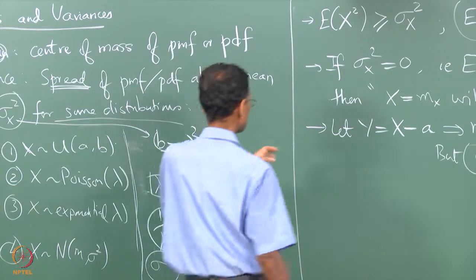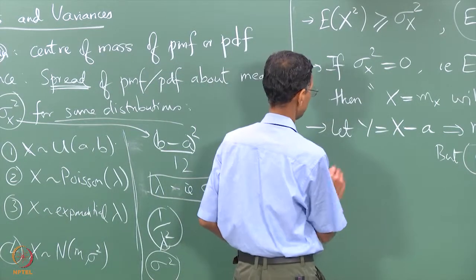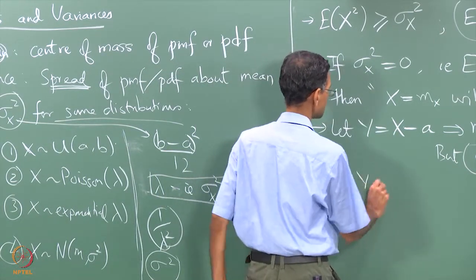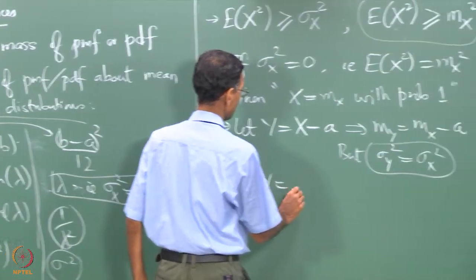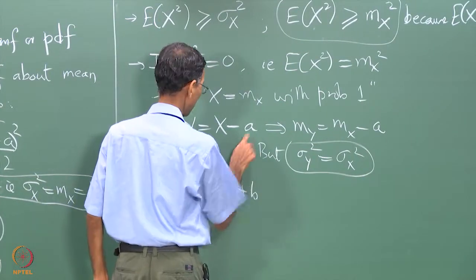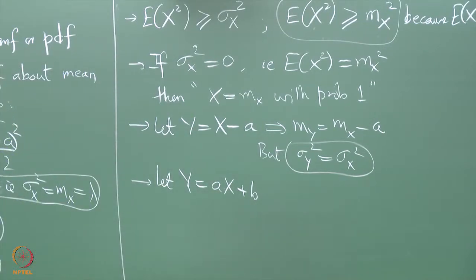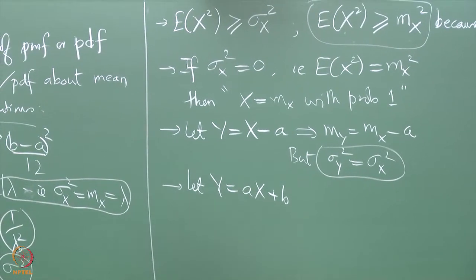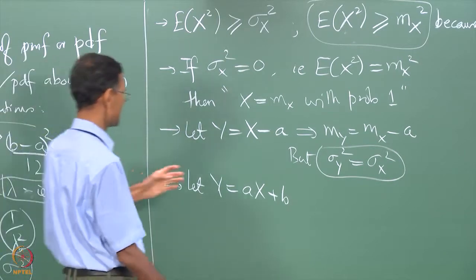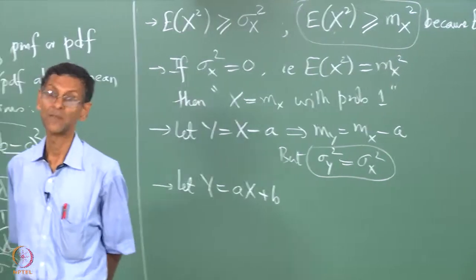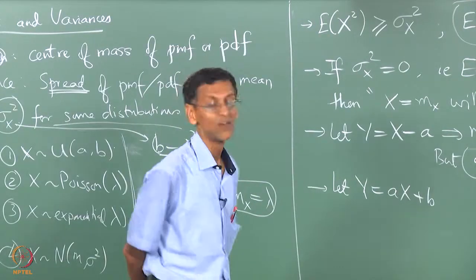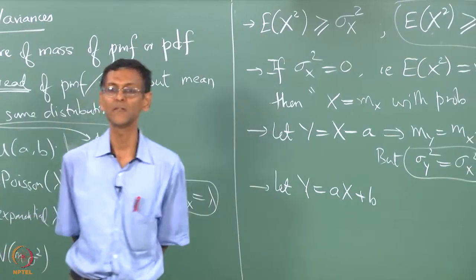Okay, now let us look at a more useful, slightly expanded version of this. Supposing I say y is ax plus b. Now remember, this a and the earlier a are different, but it's better to write it as ax plus b rather than bx plus a. So let's look at ax plus b. How does this operation affect the mean and variance?